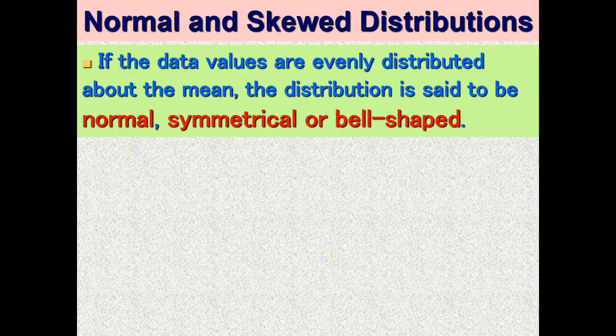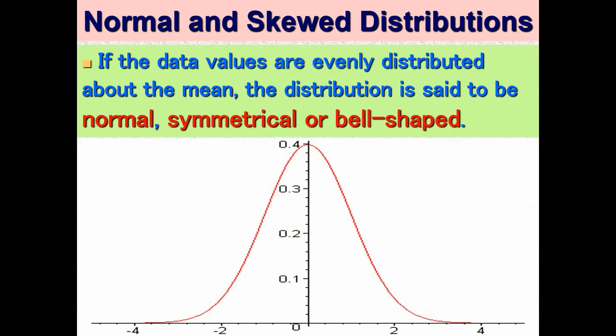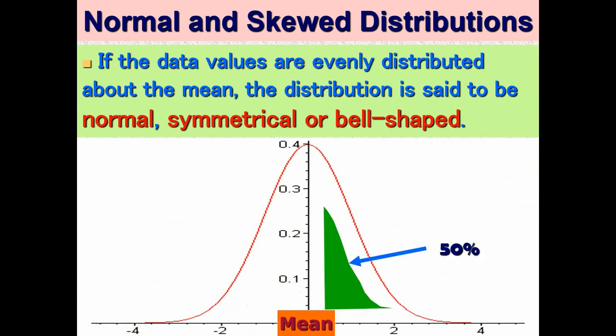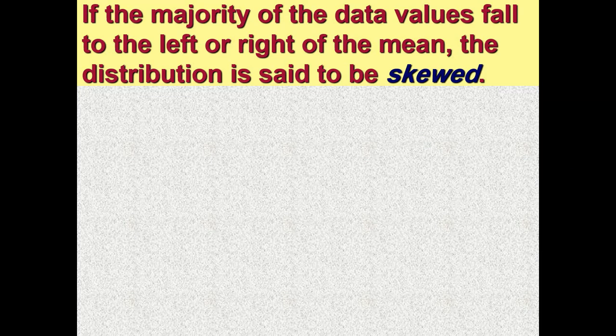Normal and skewed distribution. If the data values are evenly distributed about the mean, the distribution is said to be normal, symmetrical, or bell-shaped. Here the mean equals the median and equals the mode, with 50% of values to the left and 50% of values to the right. This is called the normal distribution curve: 50% to the right, 50% to the left.